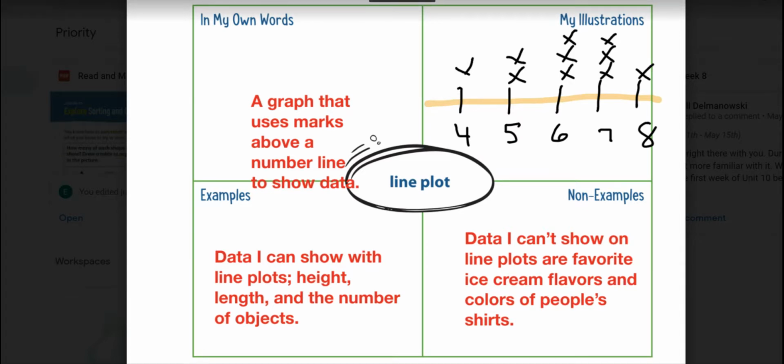And let's see, how many were 6 inches? 1, 2, 3. Those X's show for every single one. So that's my illustration. It's like a number line, so we can make that connection. It's like a number line.